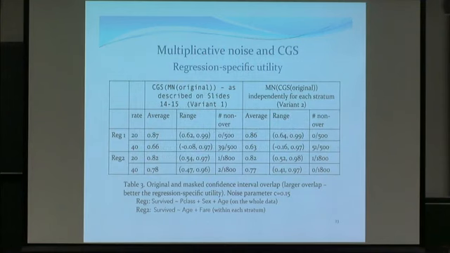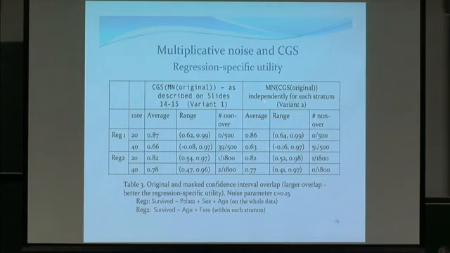And here are the results for the combination, for regression-specific utility. This is the combination which I just described. The model for propensity scores was estimated on the original data, but propensity scores were computed on the masked data. And here is a slightly different combination, just for comparison: I applied swapping to the original data, and then independently within each swap stratum I applied noise.